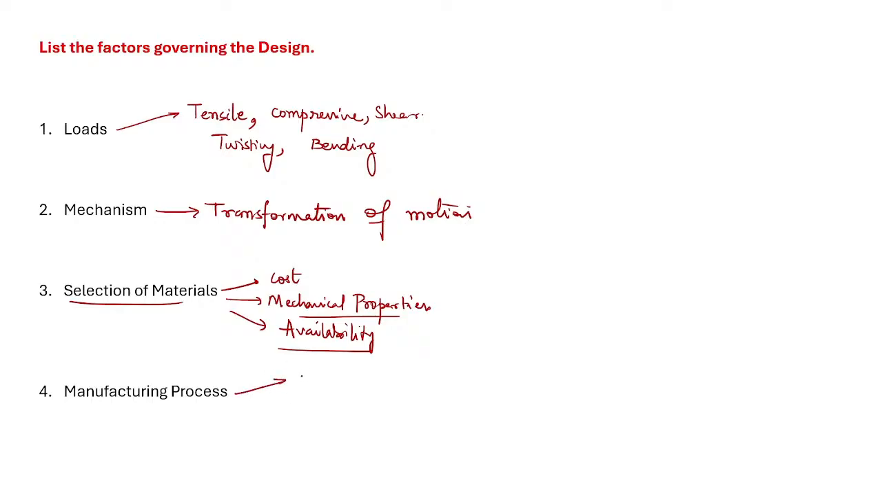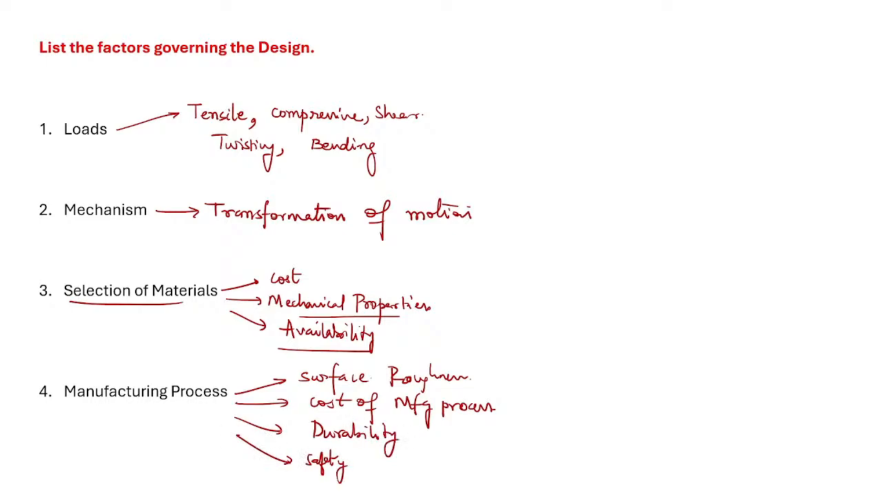Manufacturing process is associated with important factors, such as the surface roughness of the product after it has been manufactured. Next would be the cost of the manufacturing process, its durability, reliability, safety, and its effect on the environment.